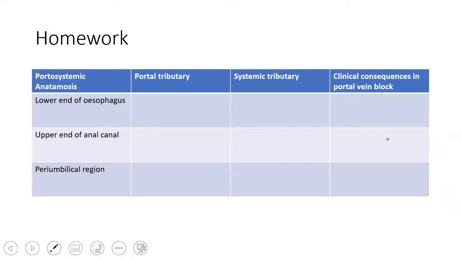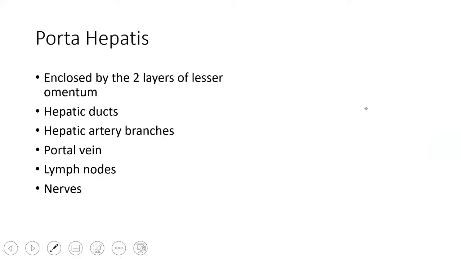So this is a small homework for you. After the lecture, as you are already in your homes, you can fill in this chart, right? I have mentioned the anastomoses. You can read up on what the portal tributaries are, what the systemic tributaries are, and what the clinical consequences are which occur when the portal venous system is blocked.